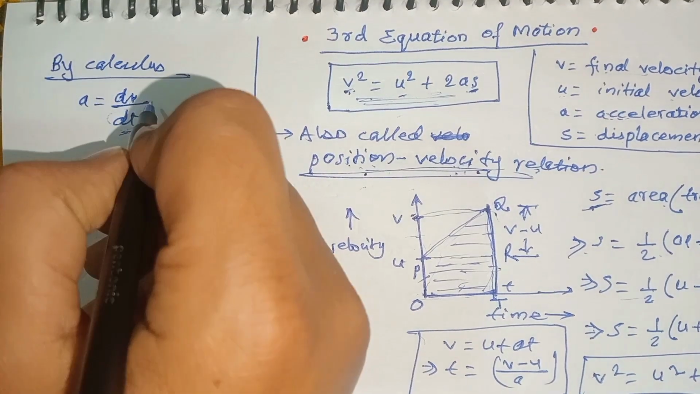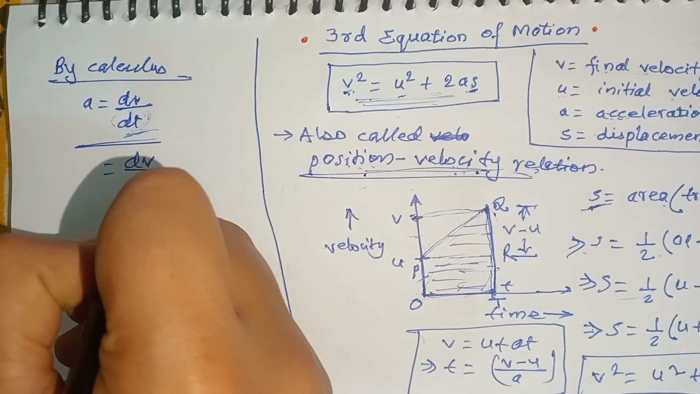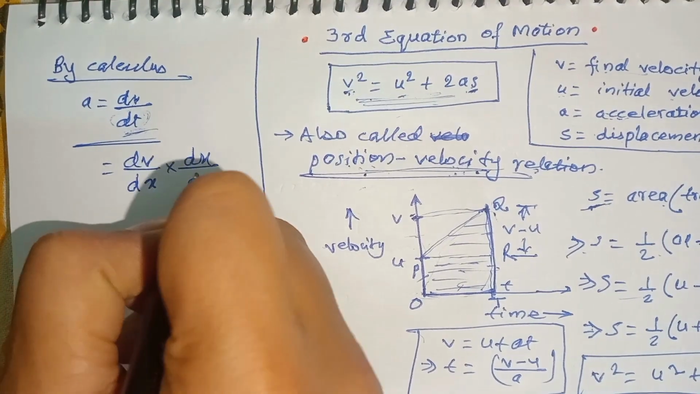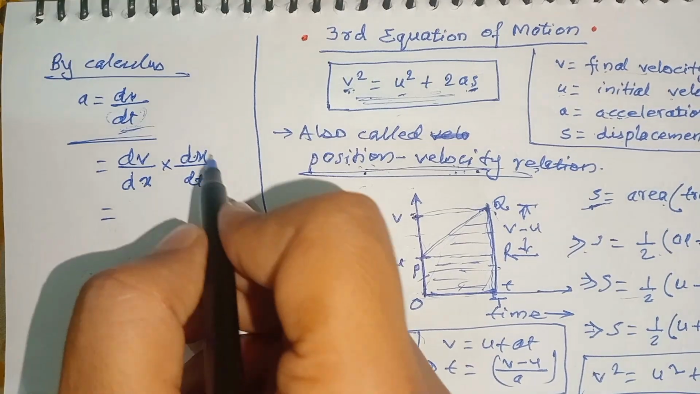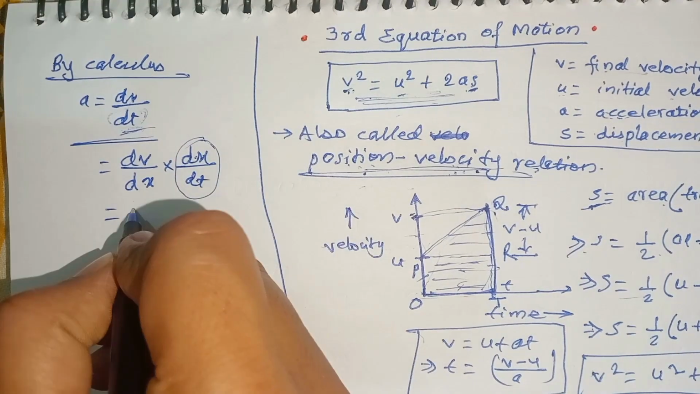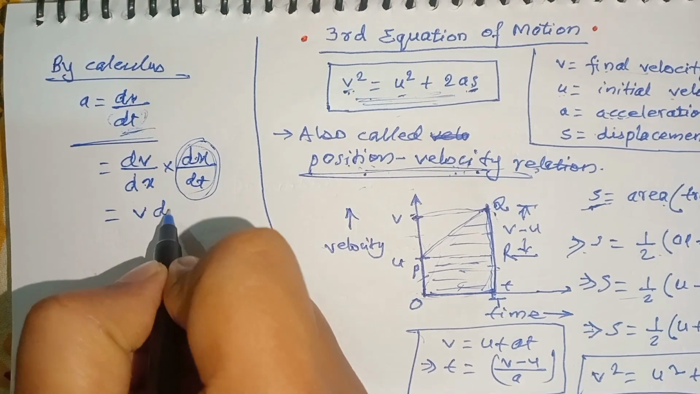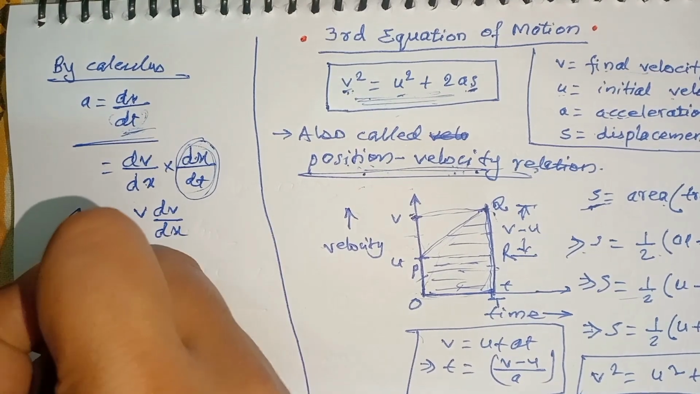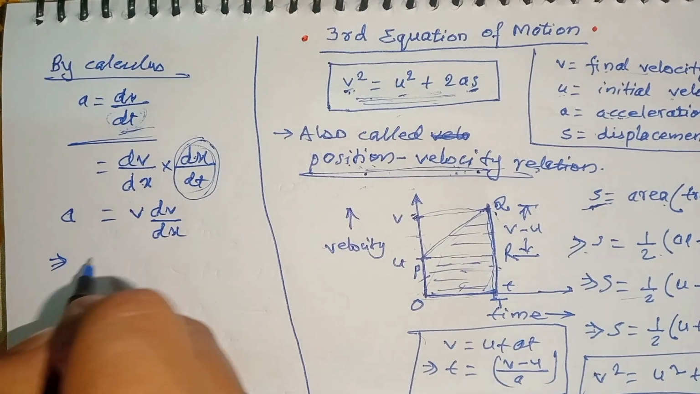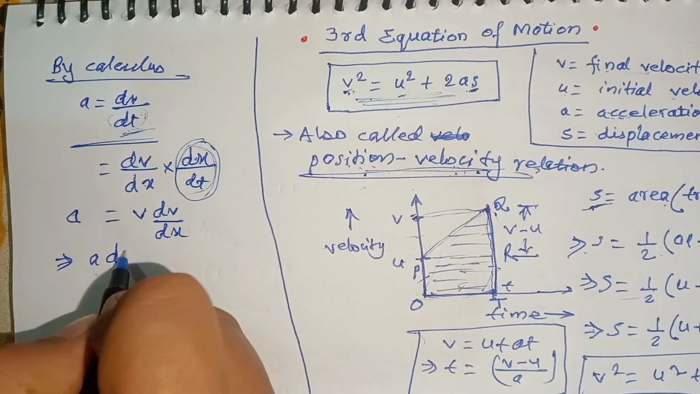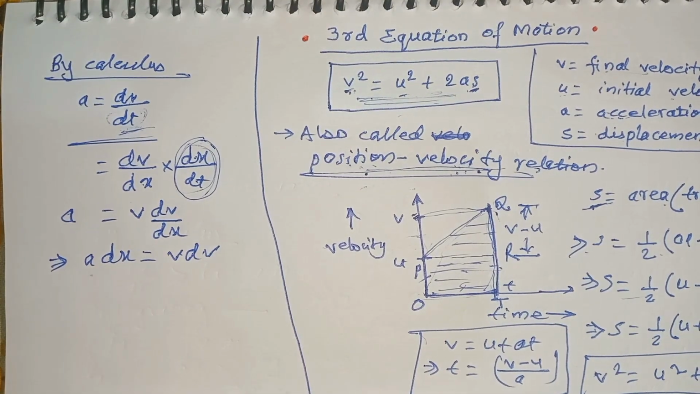So what will we do to drop it? We can also write this as dv by dx into dx by dt, multiplying dx by dx in both numerator and denominator. Now dx by dt is what? Velocity. So acceleration can also be written as v dv by dx. Cross multiplying, we get a dx equals v dv.